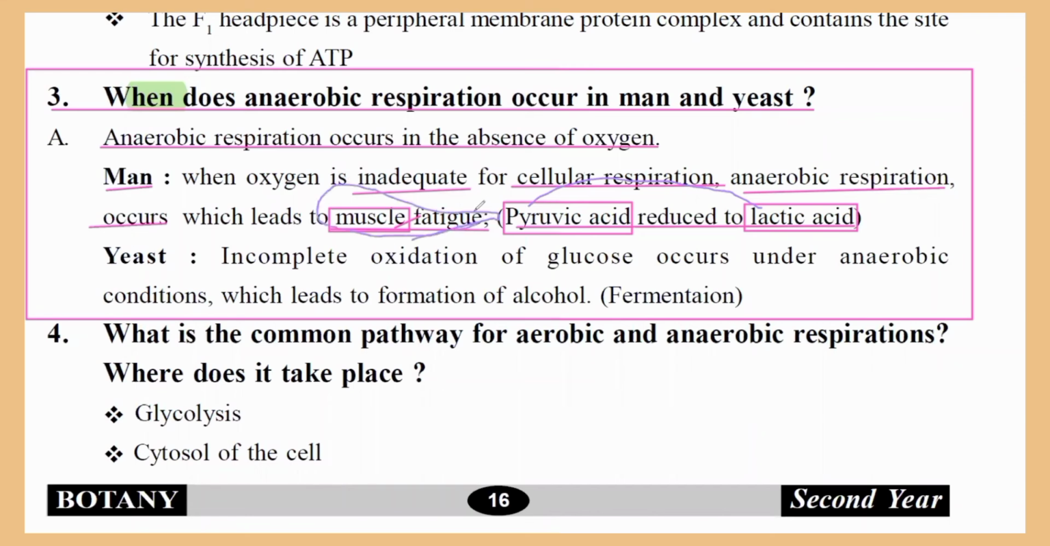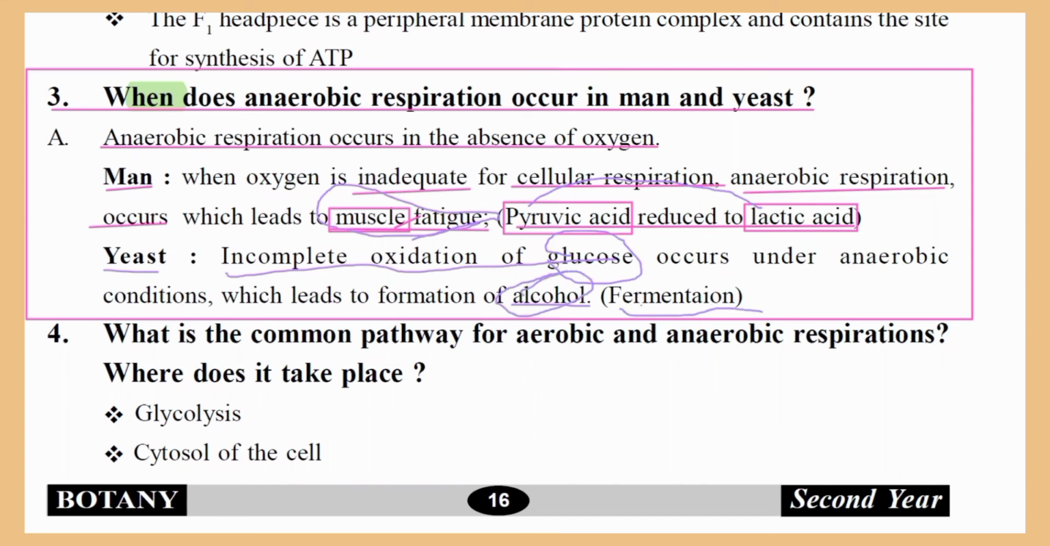And fatigue means alsataya. So in yeast, incomplete oxidation of the glucose occurs under anaerobic condition, which leads to formation of alcohol. When the oxygen is not sufficient for the yeast cells, the glucose undergoes anaerobic respiration and produces alcohol. This process is called fermentation.